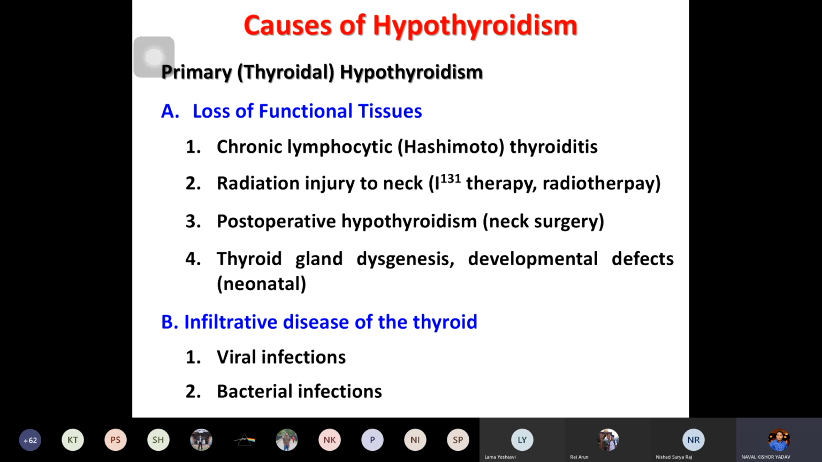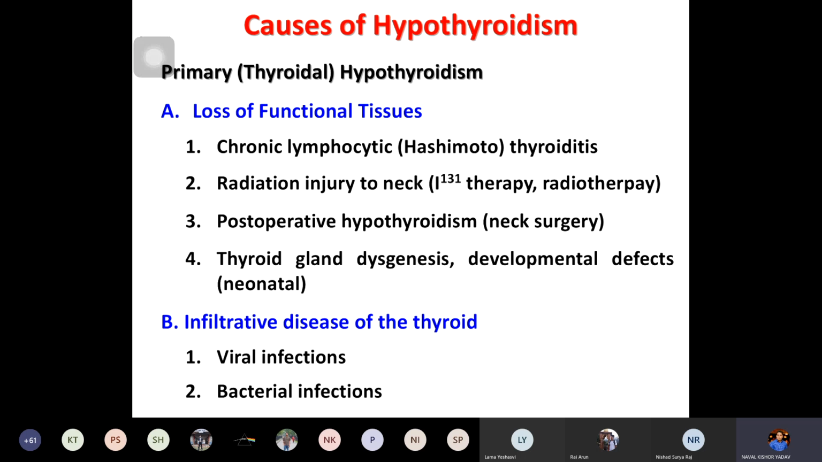So primary means the causes related to the thyroid gland, defects in the thyroid gland. Then it is primary hypothyroidism. Secondary means it is not related to the thyroid gland, but to others like the pituitary or hypothalamus. There is some defect or damage in the pituitary or the hypothalamic regions, not in the thyroid, and that is known as secondary hypothyroidism.